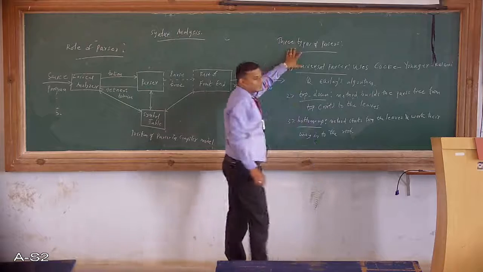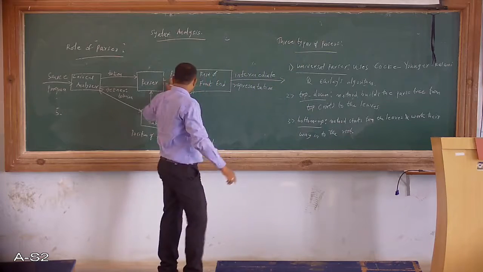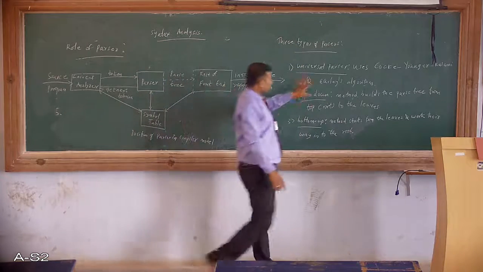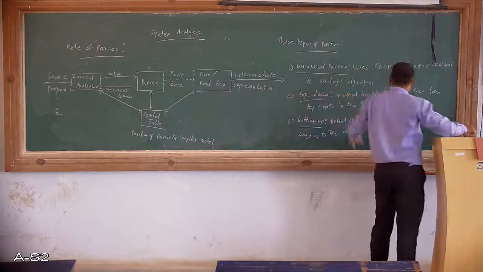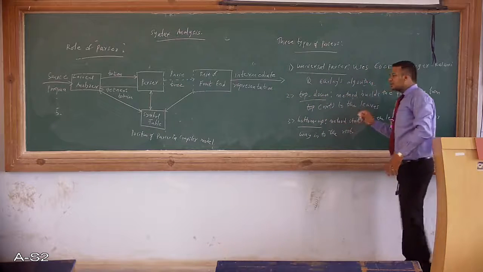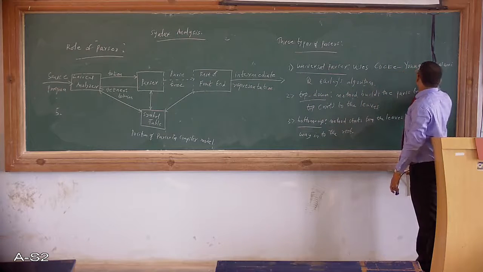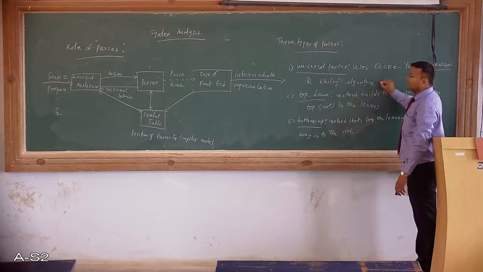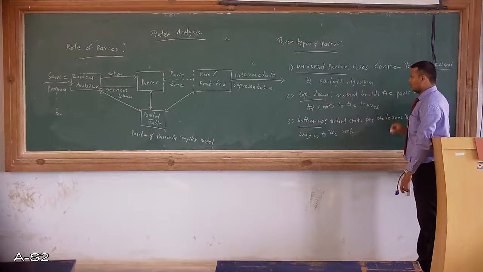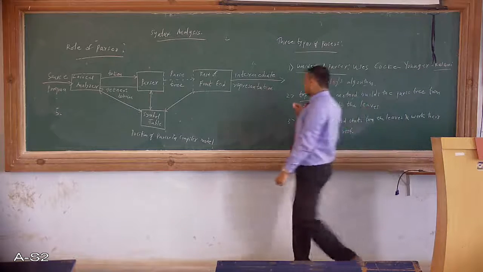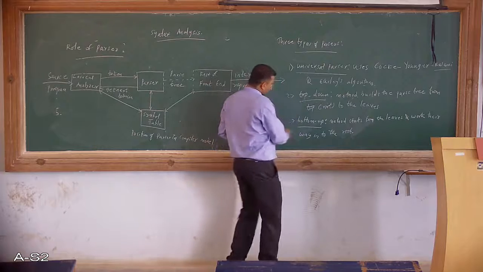Three types of parsers are generally available for recognition of these grammars. The first is the universal parser. Generally, this parser uses the Cocke-Younger-Kasami and Earley algorithms for the recognition of the tokens. The two specially used methods are the top-down method and the bottom-up method.